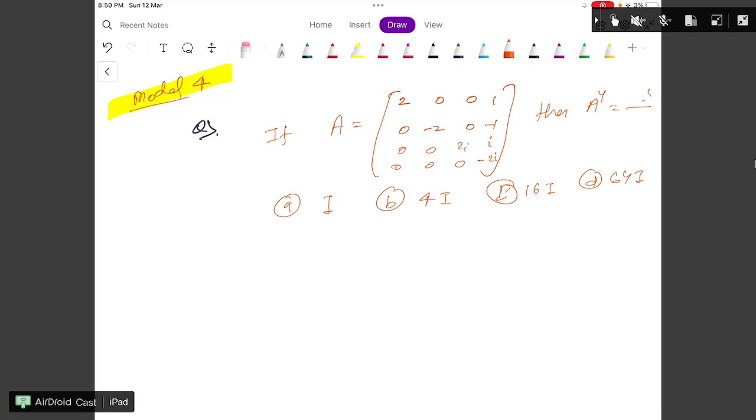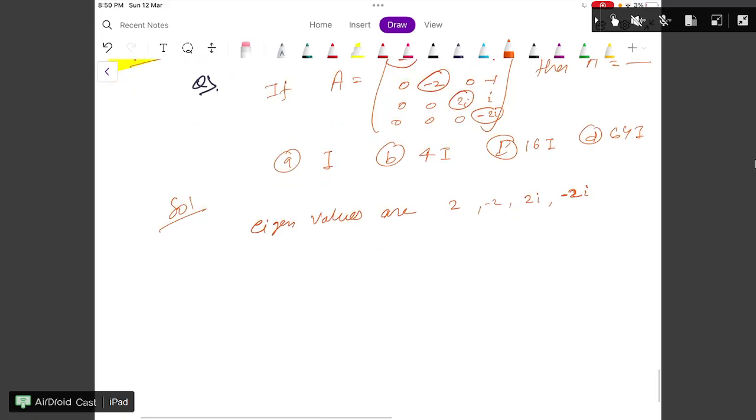So I will solve it; it is related to the Cayley-Hamilton theorem. We all know the eigenvalues of the given matrix will be the diagonal elements only. So the diagonal elements are 2, minus 2, 2i, minus 2i. So these are the eigenvalues. From these eigenvalues we can write the characteristic equation.